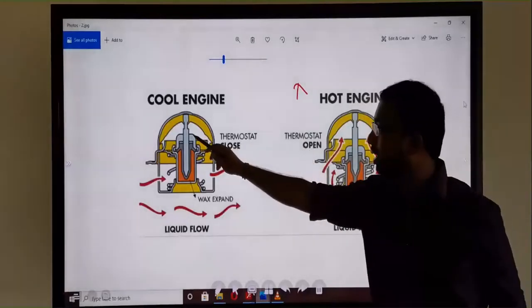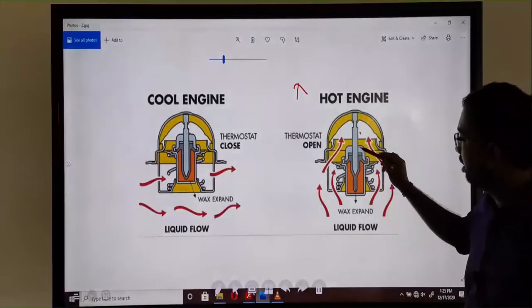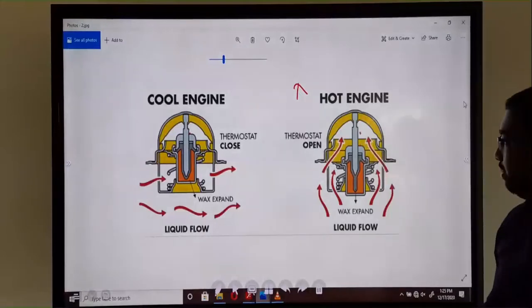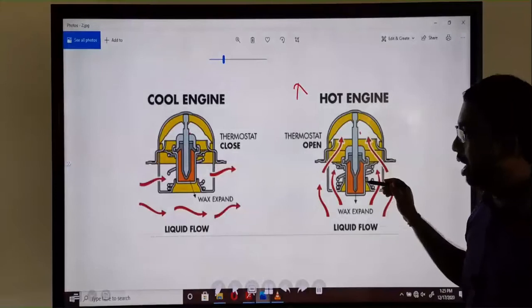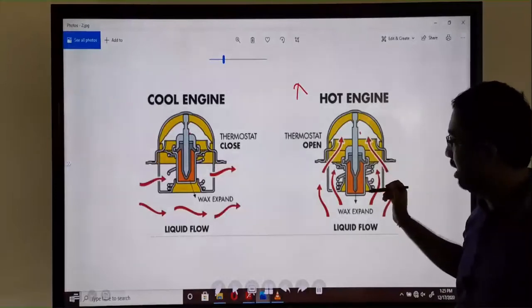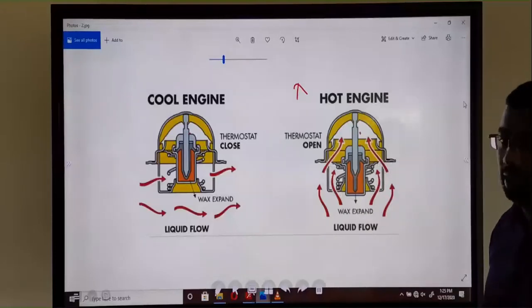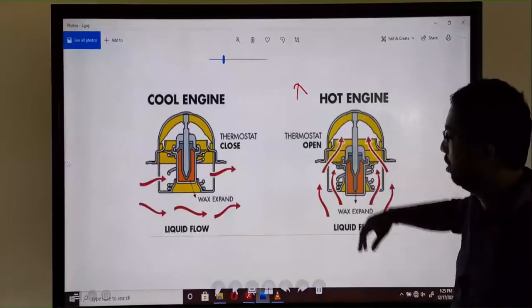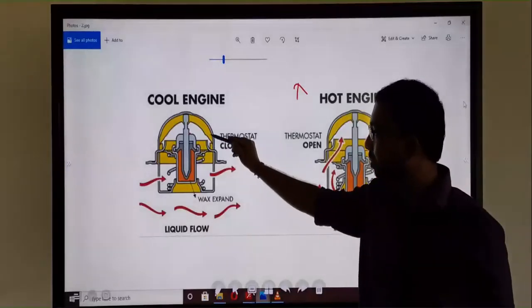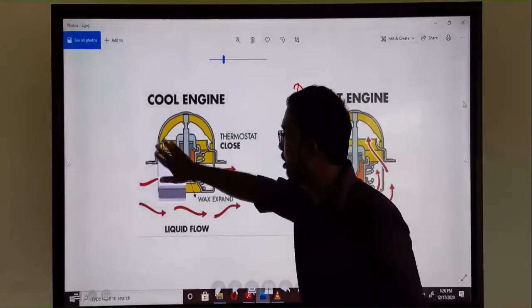First you can see this point is located here. This is the starting point. Now this is the end position. It moves downwards. According to that, this wax gets more area. You can see that orange color here. This wax expands, and because of this expansion, this part is moved downwards. There is a plate or diaphragm like this. So here the main area was totally closed.